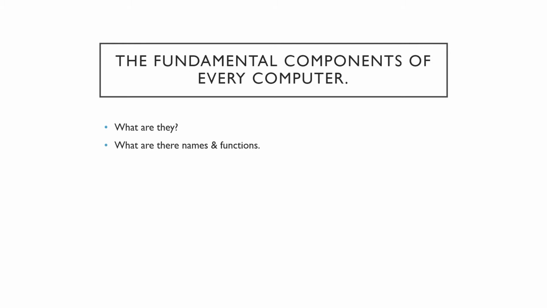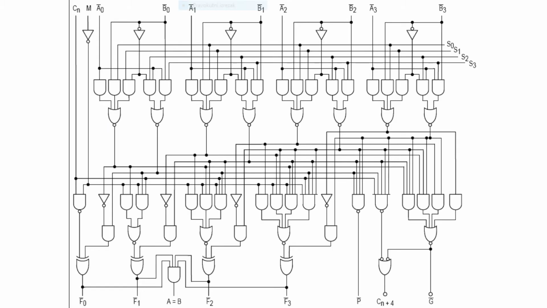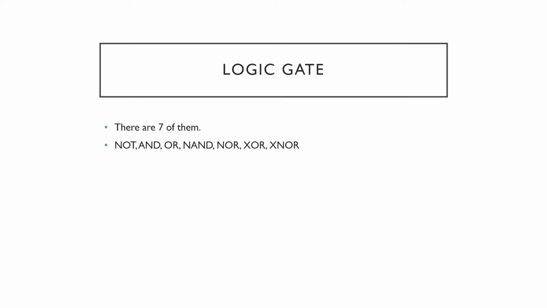They are literally that. I don't know how else to explain this to you. Here on the screen you can see a 4-bit version of an ALU, which is quite old. Well, let's move on from that. I need to explain how many of them there are and what they are. There are 7 of them. Here are the names. They are quite simple to learn.